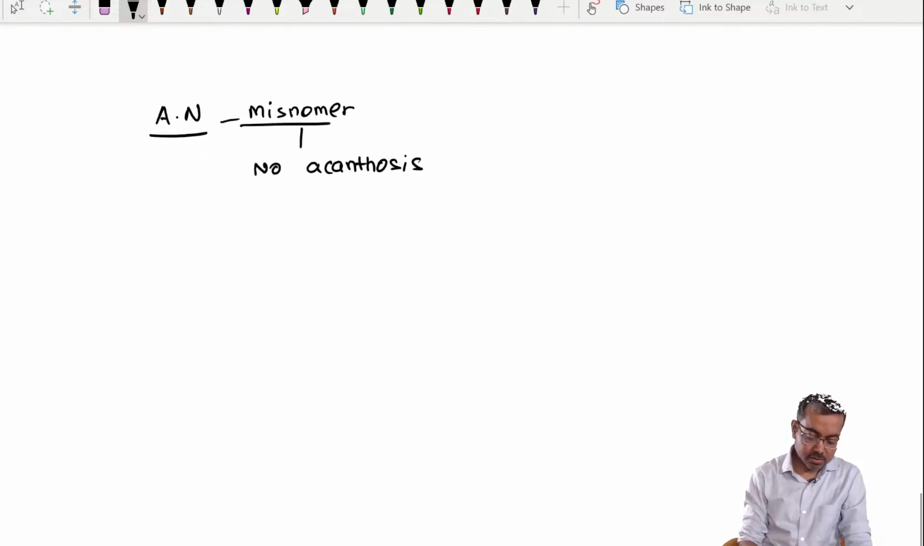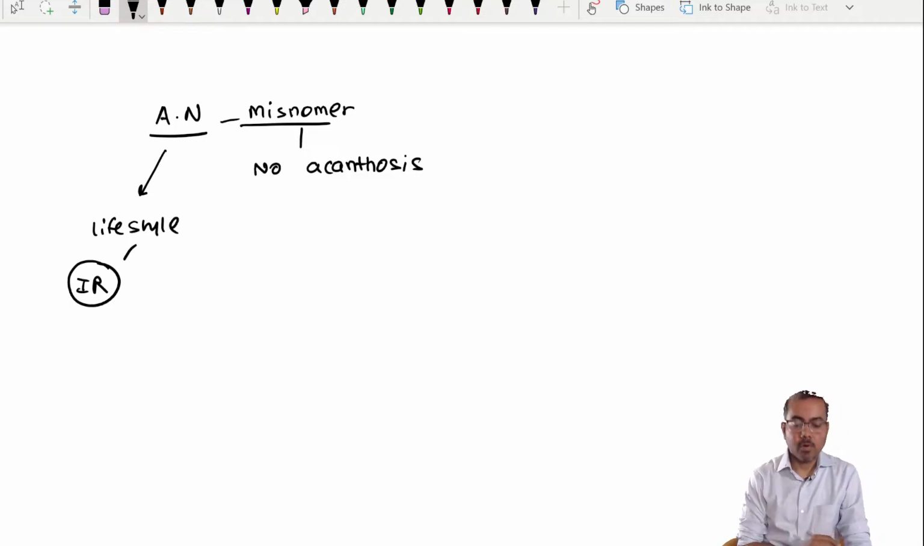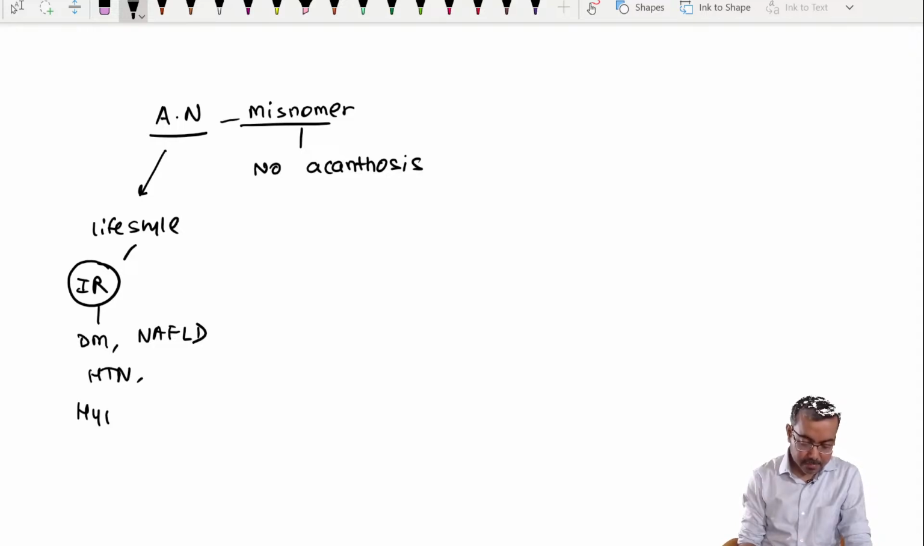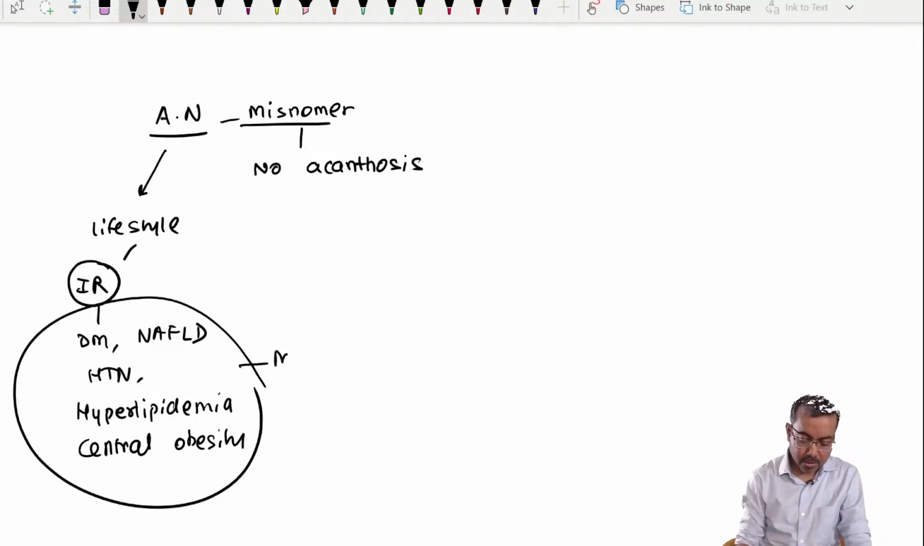What are the causes? One cause is lifestyle factors, especially insulin resistance. And this insulin resistance causes diabetes, non-alcoholic fatty liver disease, hypertension, hyperlipidemia, and central obesity. This is called metabolic syndrome.